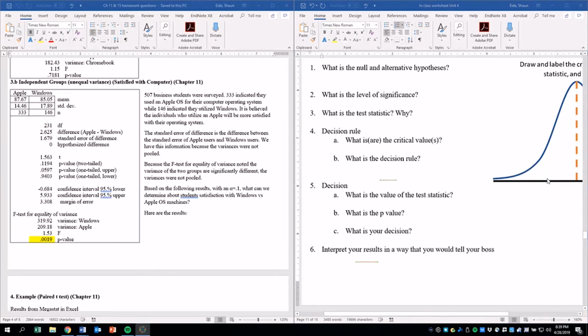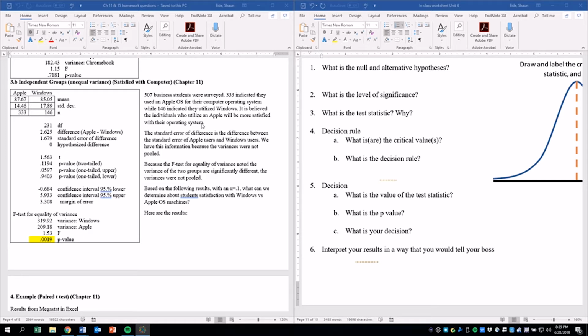Going to go over how to complete 3B, question 3B. So let's go ahead and go through this. 507 business students were surveyed. 333 indicated that they used an Apple operating system for their computer operating system, while 146 indicated that they utilized Windows. It's believed the individuals who utilize an Apple will be more satisfied with their operating system.